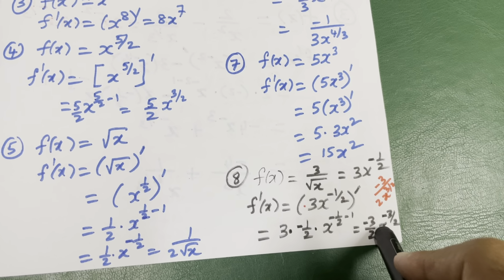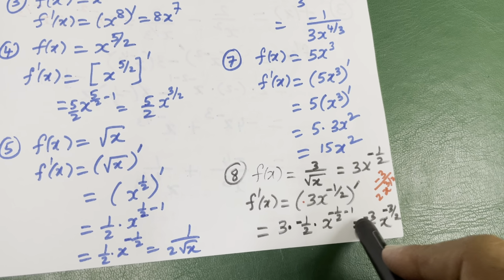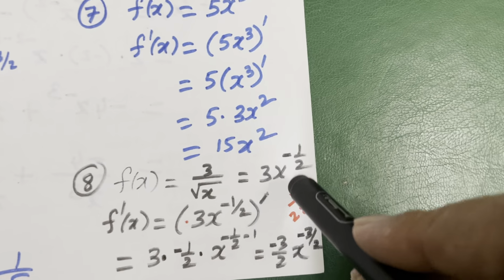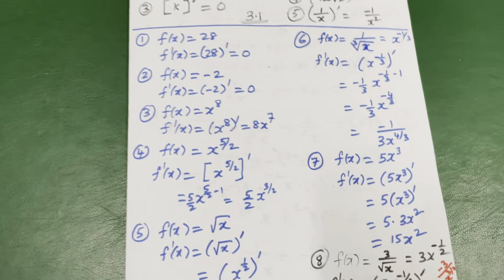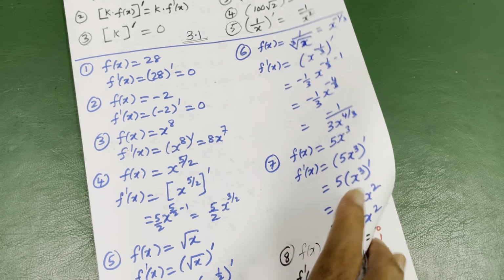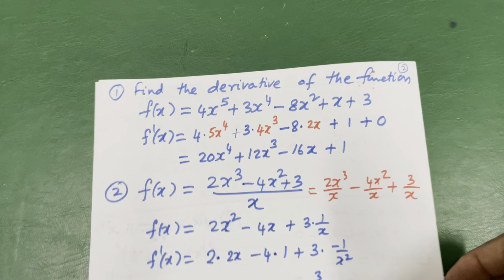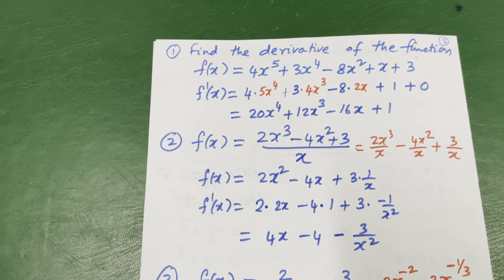Minus 3 over 2, you can leave it like this, or you bring the minus down. So this will become minus 3 over 2 x power 3 over 2. Okay, these are simple practice, but you need to practice. Just listening to this video may not really help you 100%. You have to do it on your own.